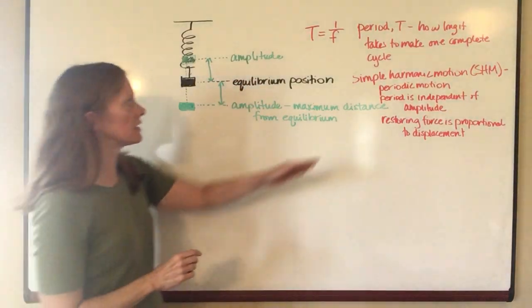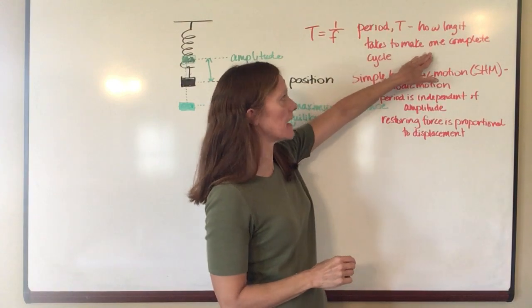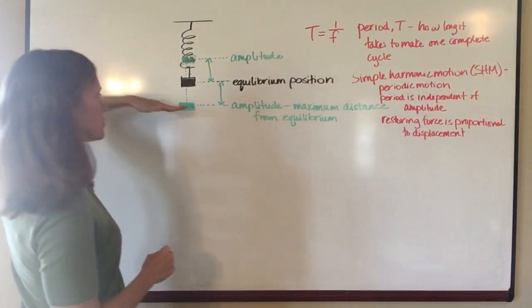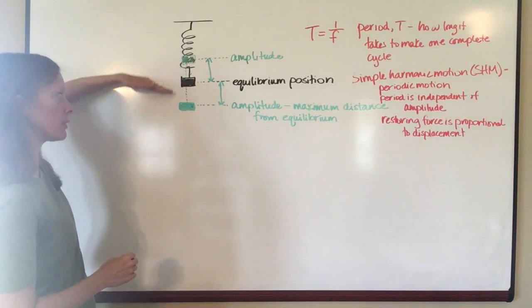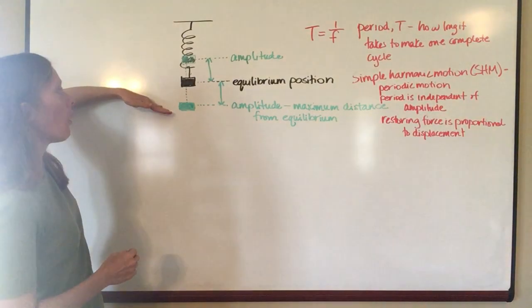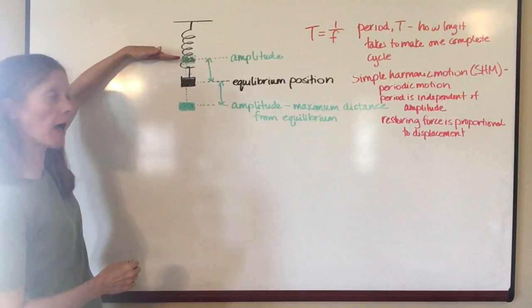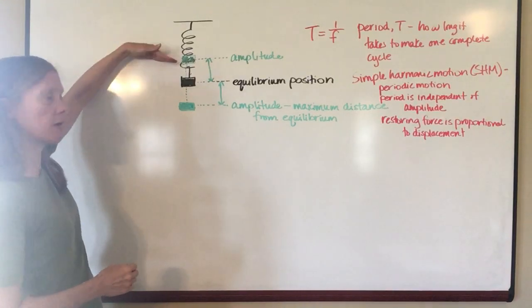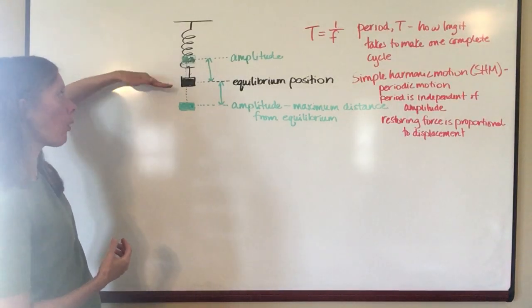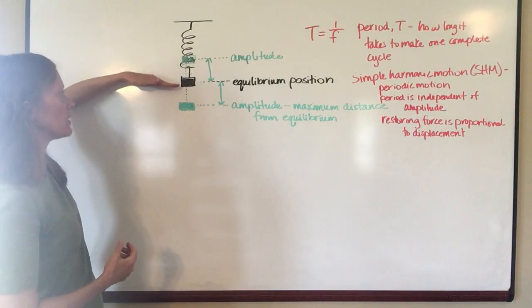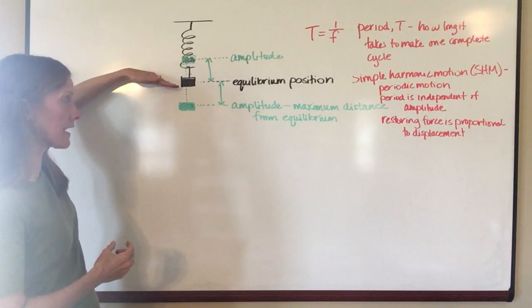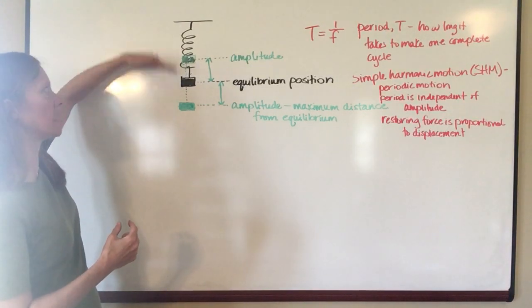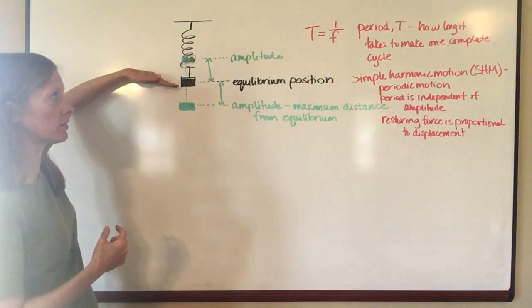Now the period is how long it takes to make one complete cycle. So if you start timing from here and you go all the way up and all the way back down, that's a period. Or if you started timing it when it was at the top and you went all the way down and all the way back up, that would be a period. Or if you started in the middle and then it went down and then up and then back to the middle, that's still a complete cycle. A complete cycle means it has to go both down and up and get back to where it started from.